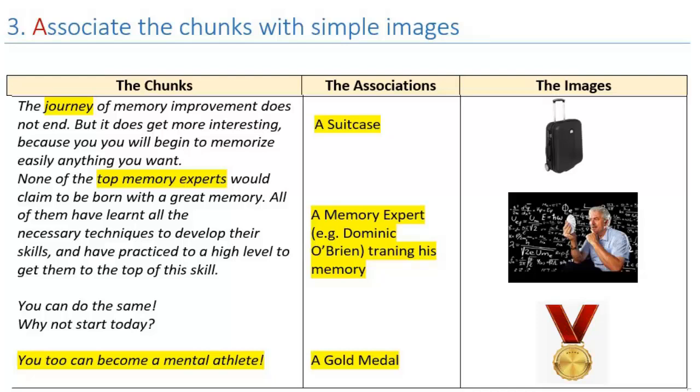At the end of this association step, we have a list of simple and easy to memorize images which we will place in order along a structure that will help us to memorize them in order. This structure will be created in the next step of the SCALM method by using the memory palace technique.